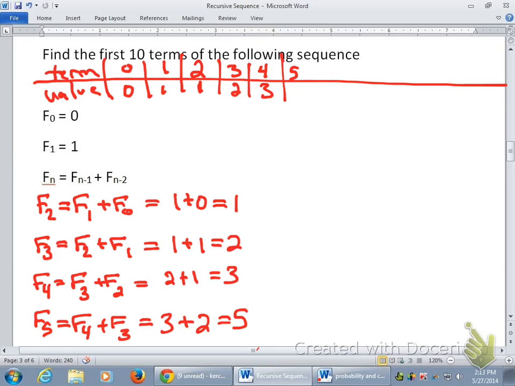All right. So what I need you to do is go through and find the rest of them through 10. I want to take a few minutes to go ahead and find 6, 7, 8, 9, and 10.